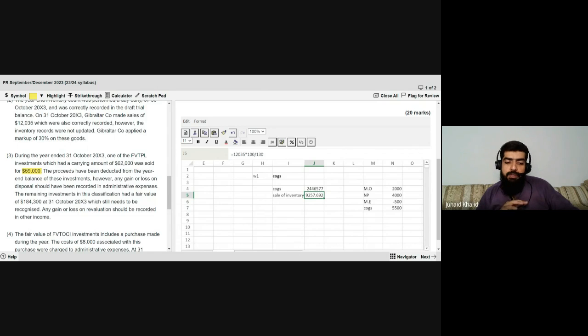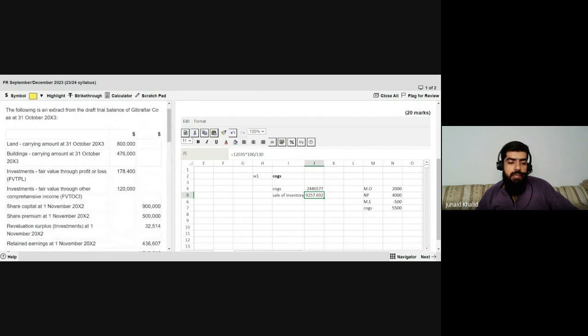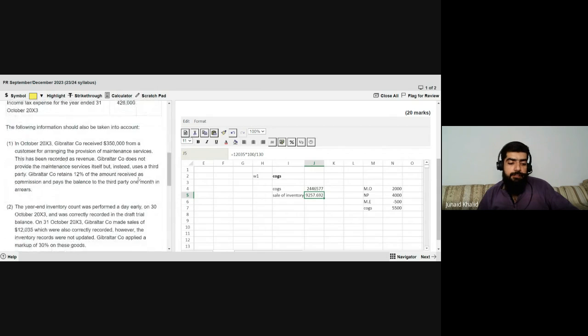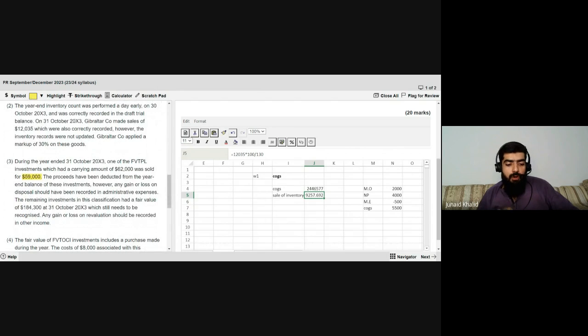Now the proceeds have been deducted. Proceeds means the value at which we sold it, that is 59,000. The proceeds have been deducted from the year-end balances of these investments. However, any gain or loss on disposal should have been recorded. Now, what we have to do is recognize the gain or loss on disposal. Where? That is in the administrative expenses.